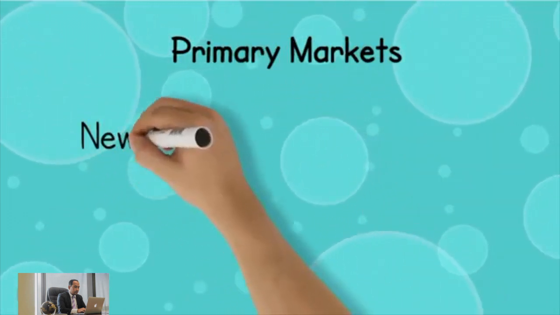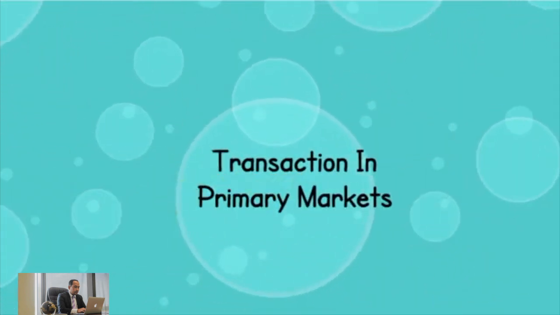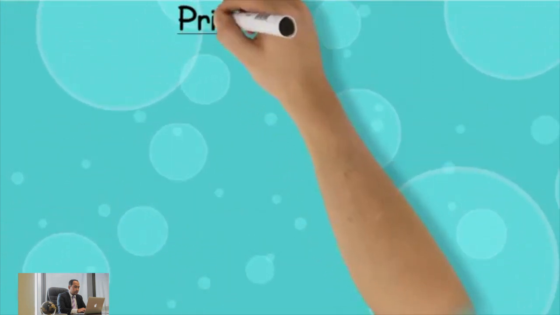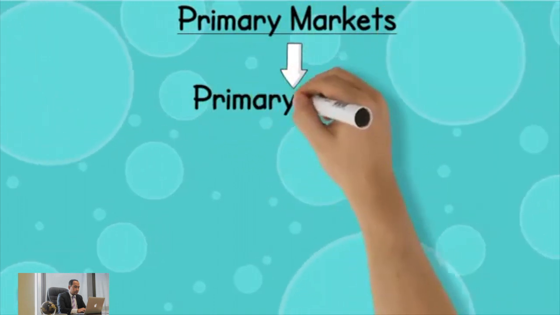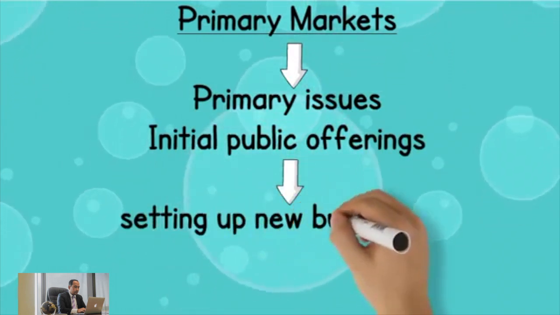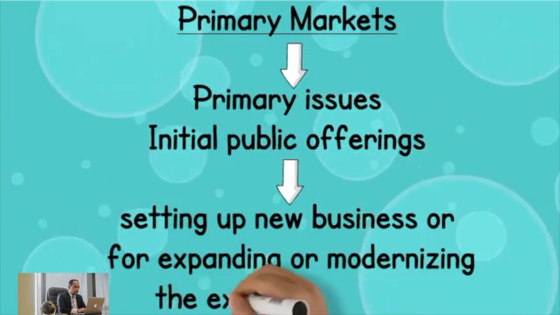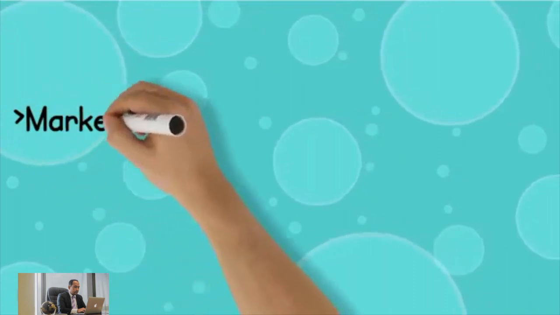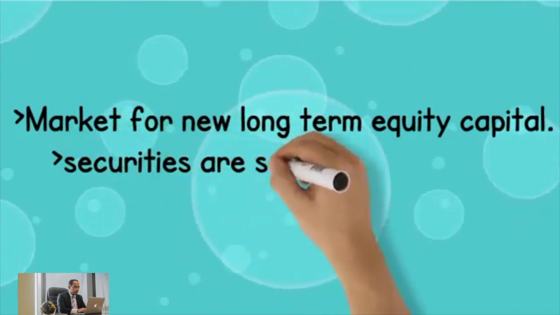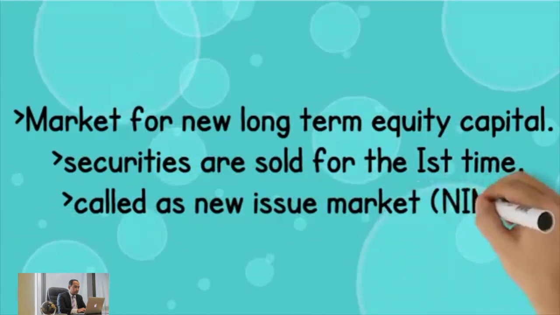Primary markets. Newly formed securities are bought or sold in primary markets. Transactions in primary markets exist between issuers and investors. The companies offering the primary issue, initial public offerings, are for setting up new business or expanding and modernizing the existing business. It is the market for new long-term equity capital. Securities are sold for the first time, so it is also called the new issue market.